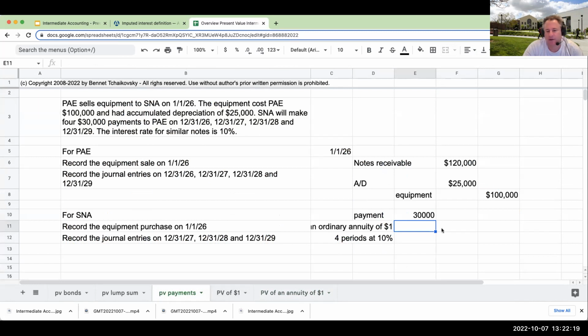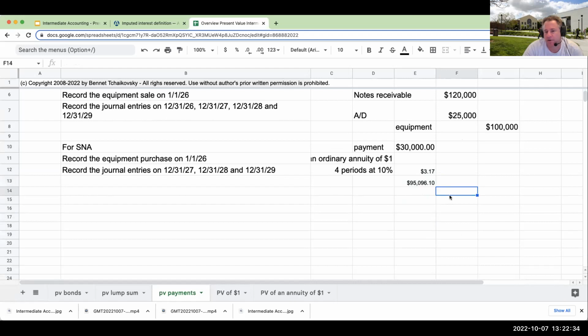I'm going to come back over here. And so the value of this in today's dollars is approximately $95,096.10. Okay, so the net carrying value of the note: if the note receivable is here at 120, and what it's really worth in today's dollars is 95,096.10, I'm going to need to have a discount of 24,903.